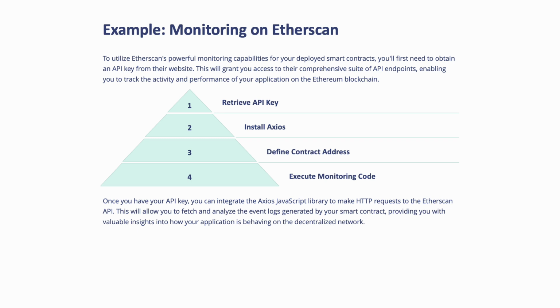Axios is a JavaScript library that helps you make HTTP requests, which you need for interacting with the Etherscan API. You need to specify the contract address that you want to monitor. Once you have your API key and contract address, you can write code to fetch and analyze the logs from your smart contract. This gives you added insights into how your DApp is performing on the Ethereum blockchain.